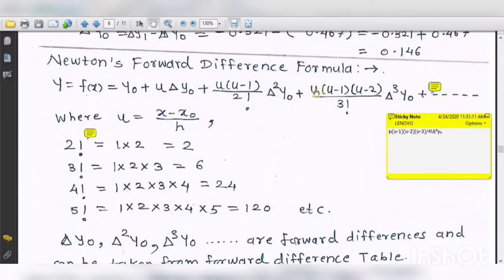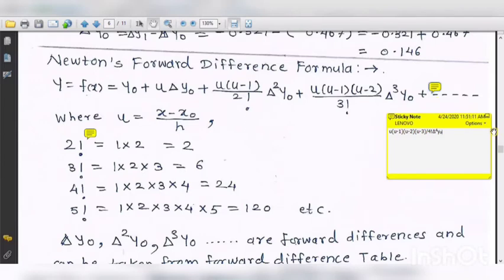Look at here. So here it was u minus 1, u minus 2. So in the next term there will be u minus 1, u minus 2 and u minus 3. One extra term is added. Now here there is 3 factorial. So in the next term there will be 4 factorial. You can see here this term 4 factorial. And here delta cube y0. So what will be my next difference? It is delta raised to 4 y0.